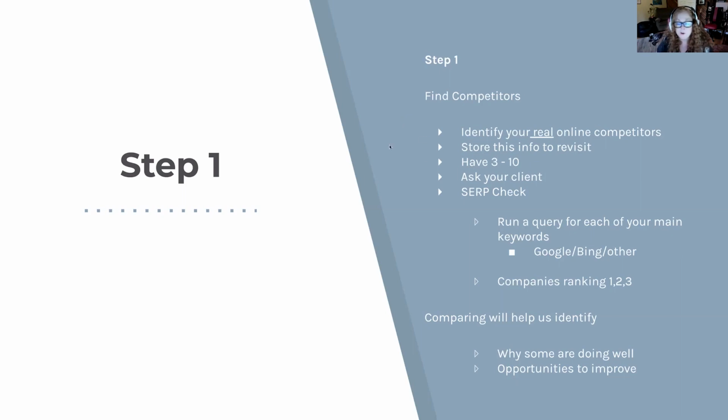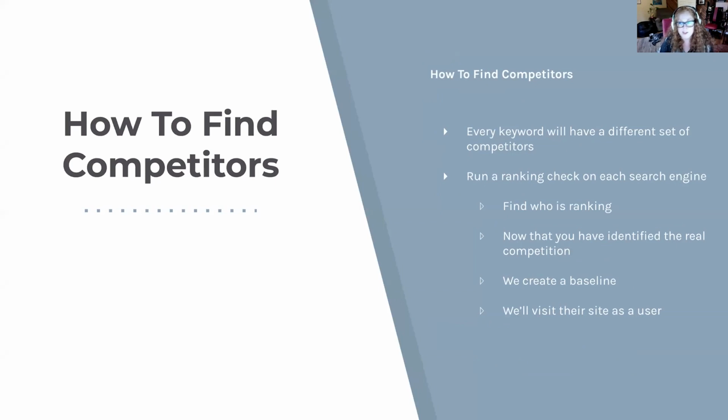I mainly just use Google, but some people go further and use Bing and things like that. And we're looking for who's ranking in 1, 2, or 3 spots, and we're looking at what's showing up on the page, right? So comparing will help us figure out where we can improve. So every keyword has its own different set of competitors, super important to know. And running a check on the search engines, who's ranking, are they real competitors?